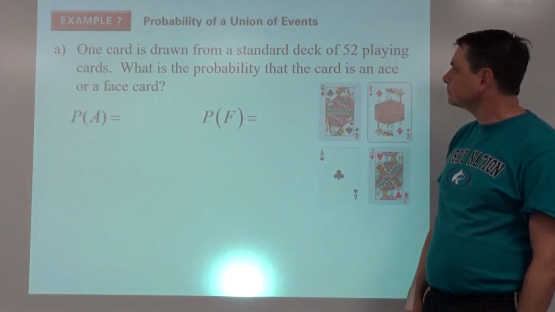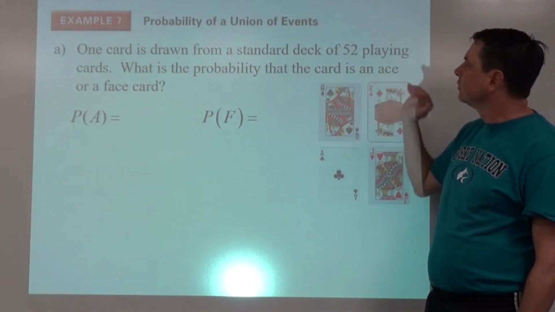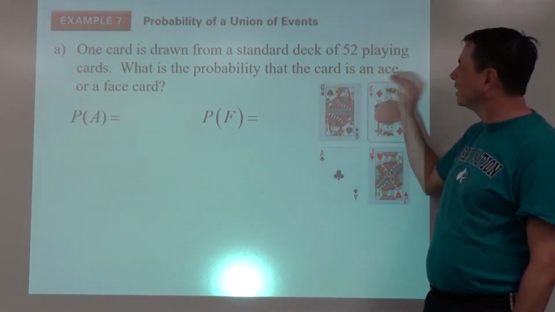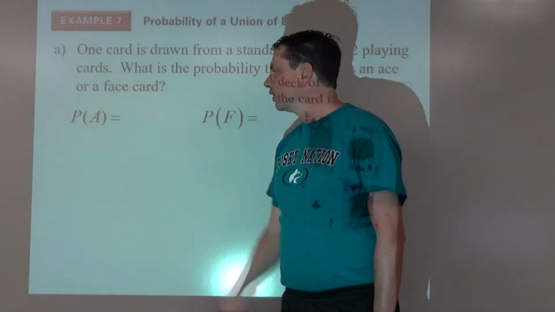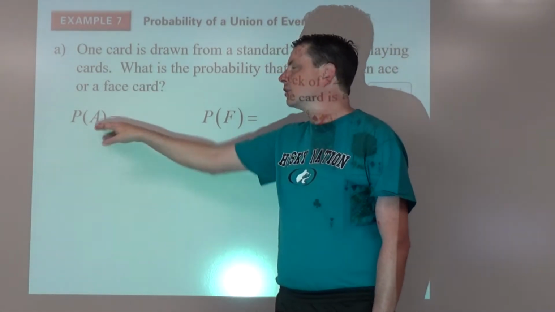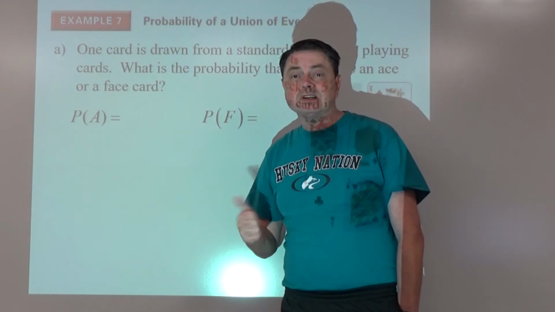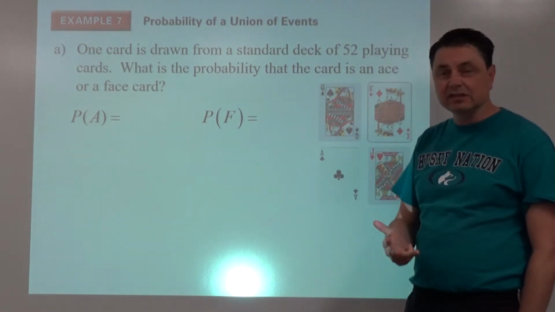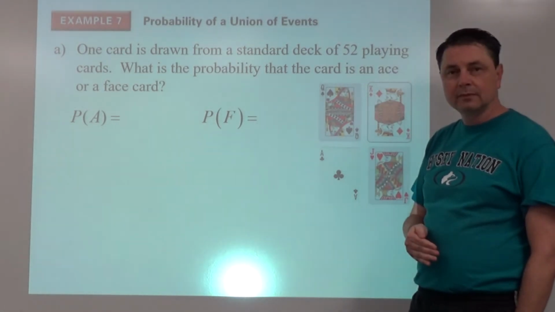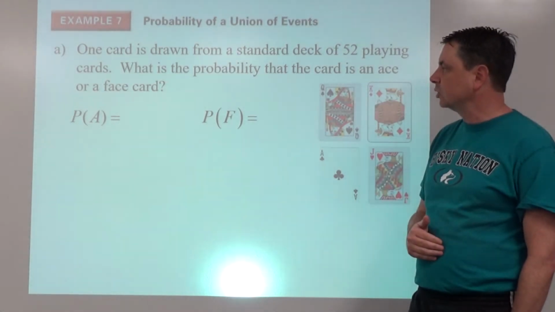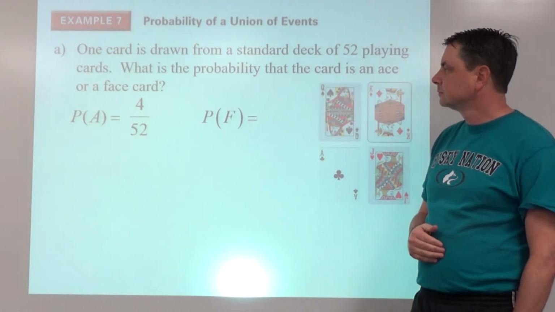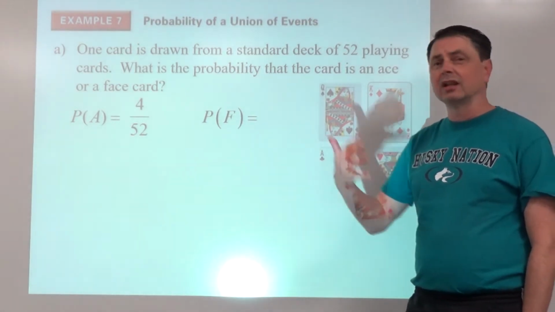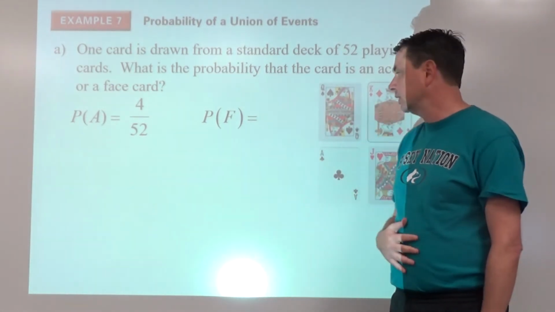Example. We draw a card from a standard deck. What's the probability that the card is an ace or a face card? So when we talk about aces, we got ace of clubs, ace of hearts, ace of spades, ace of diamonds. There's 4 of them out of the whole deck of 52 cards. Yes, we can reduce it. A lot of times we might wait till the end to do that.